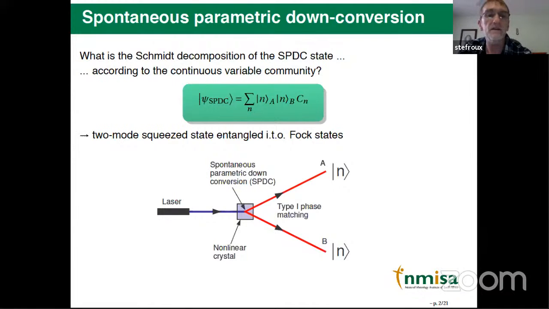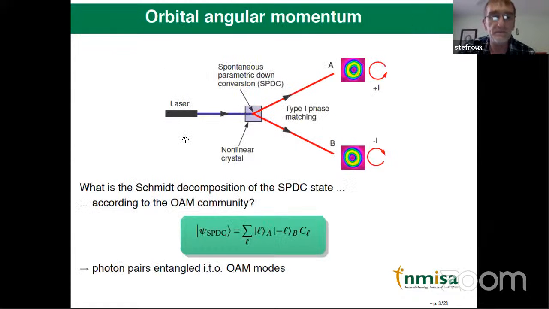If you ask this to the continuous variable community, they'll probably tell you, well, the Schmidt bases are Fock states. So in other words, if you have n photons going one way, you will have n photons correlated with that going the other way. However, you can ask the same question to a different community, which focus on, for instance, the orbital angular momentum, which is a spatial temporal degree of freedom.